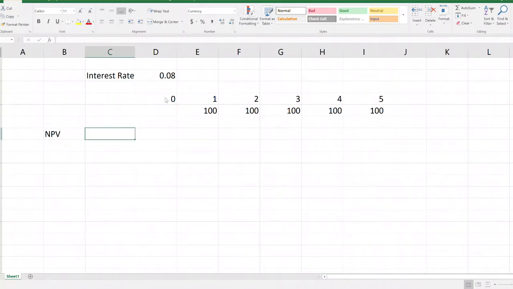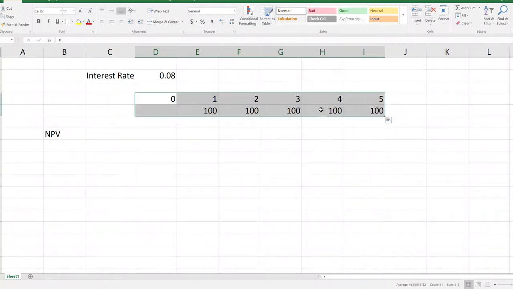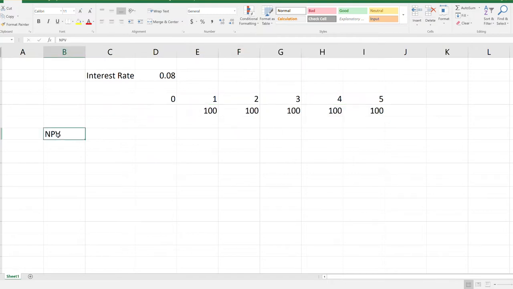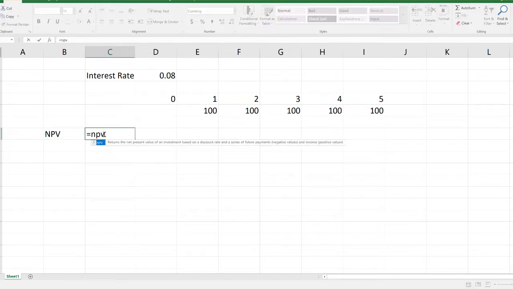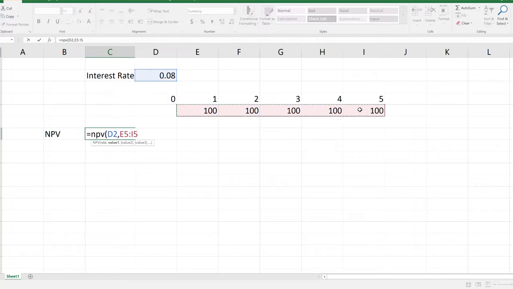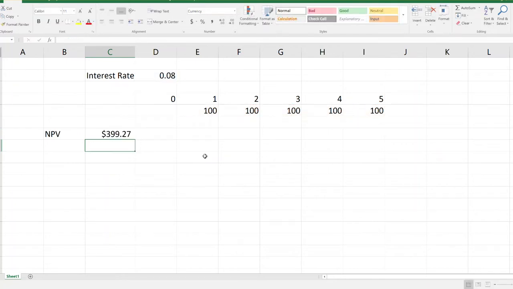So here's the spreadsheet. We have 5 payments of $100. We did a problem like this in class or in my lecture earlier. If we wanted to know the NPV, which stands for net present value, we type in the formula equals NPV, and as soon as you do that, you put the parentheses. Notice that down here it shows you the rate and then the values. So the rate is right here, D2, then we hit a comma, and then I'm going to put in these 5 cells, and then I hit the close parentheses, and that's it.